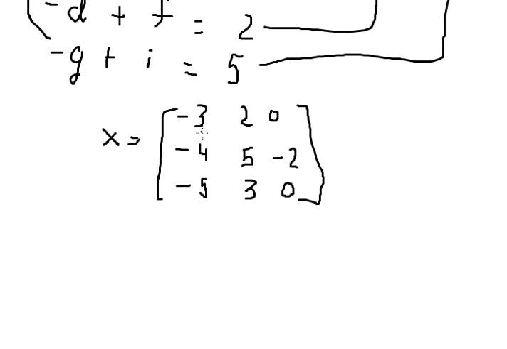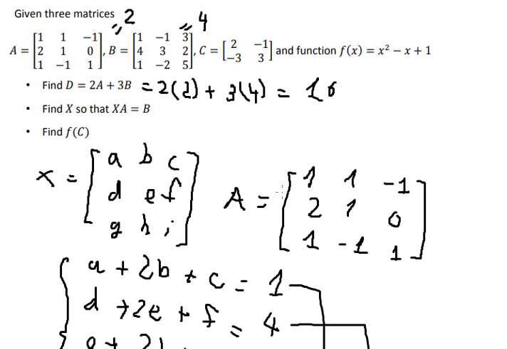And this is the answer of the matrix S: negative number 3, number 2, number 0, negative number 4, 5, negative number 2, negative number 5, number 3, and number 0. Now let's go to the last one.